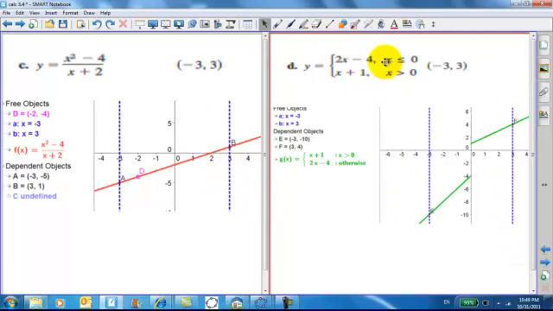And D, someone's defined something in pieces here, 2 lines. But the 2 lines don't quite connect. So we have a discontinuity here. Even though at x equals 0 it's defined to be negative 4, it makes this sudden jump up there. So that's discontinuous there.